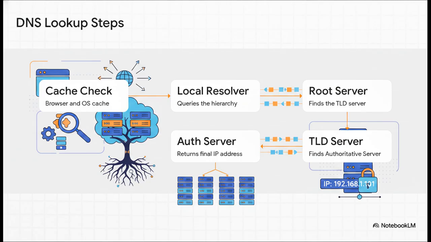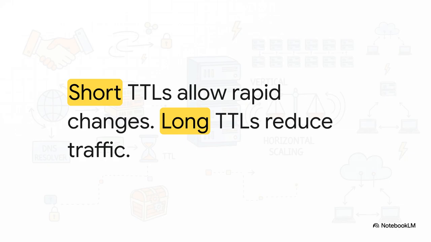First, your machine checks its own browser and OS cache. If the address isn't there, it goes and asks your local resolver, which is usually run by your ISP. And this local resolver does all the heavy lifting for you. It asks a root server, which directs the query to a top-level domain, or TLD server. And finally, it queries the authoritative server to get the actual final IP address. Because the resolver does this whole iterative hunt, your laptop or phone gets to stay simple and just wait for the answer.